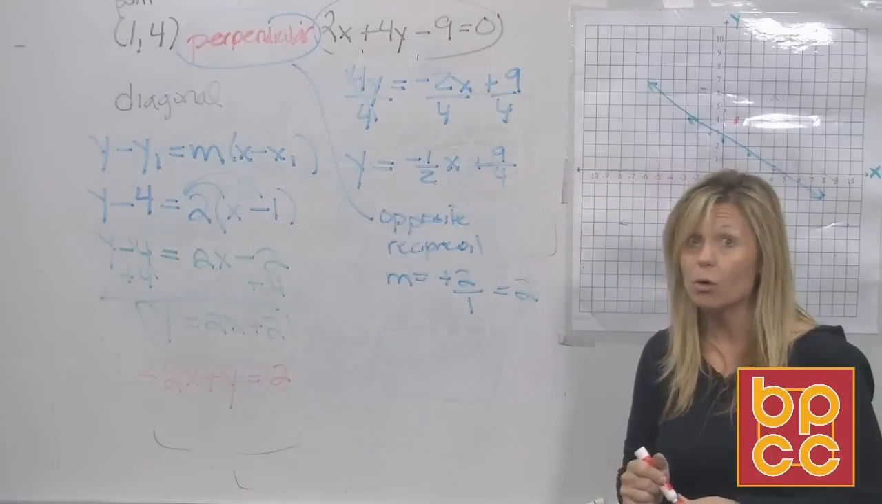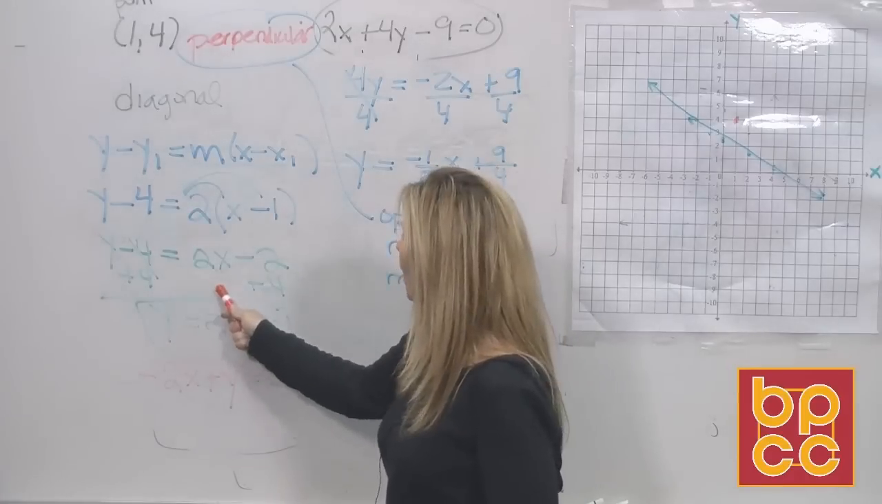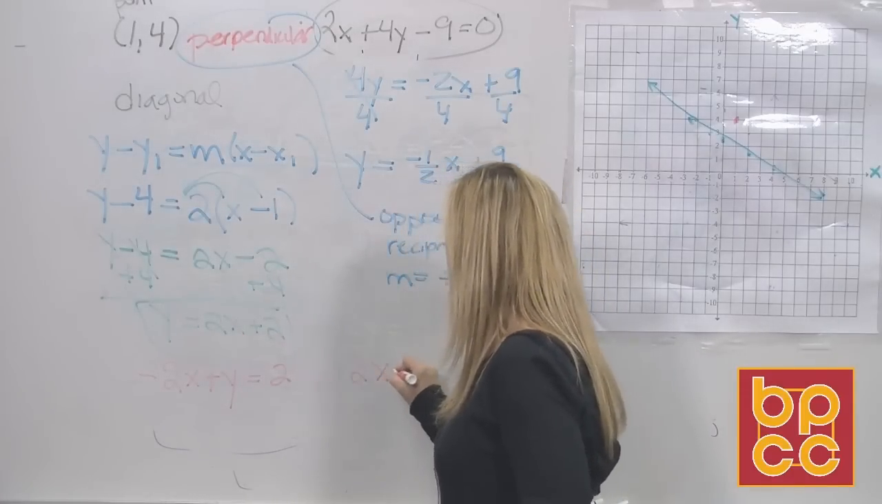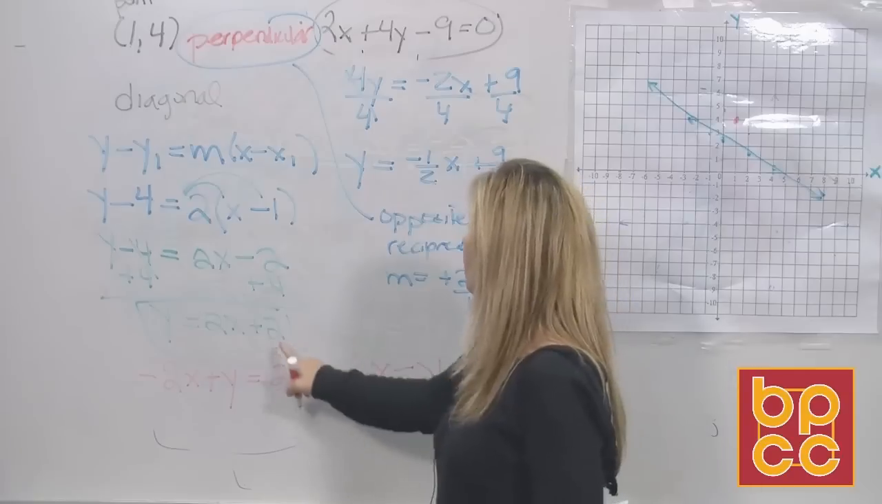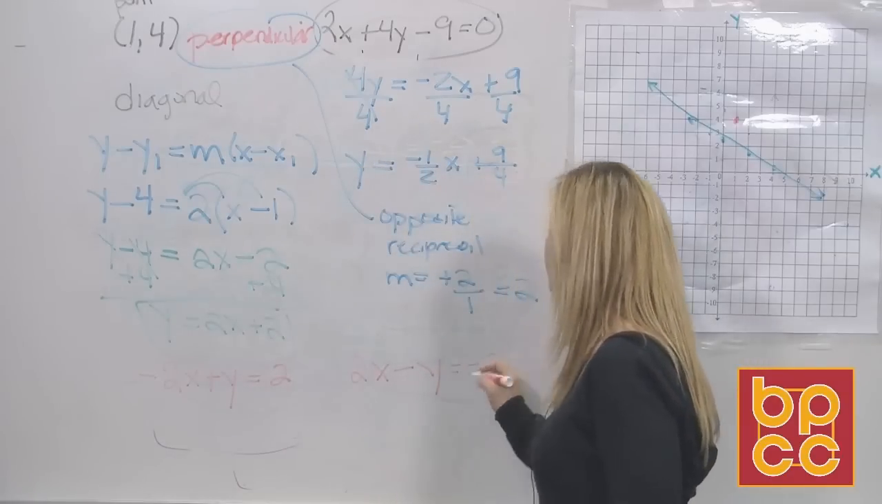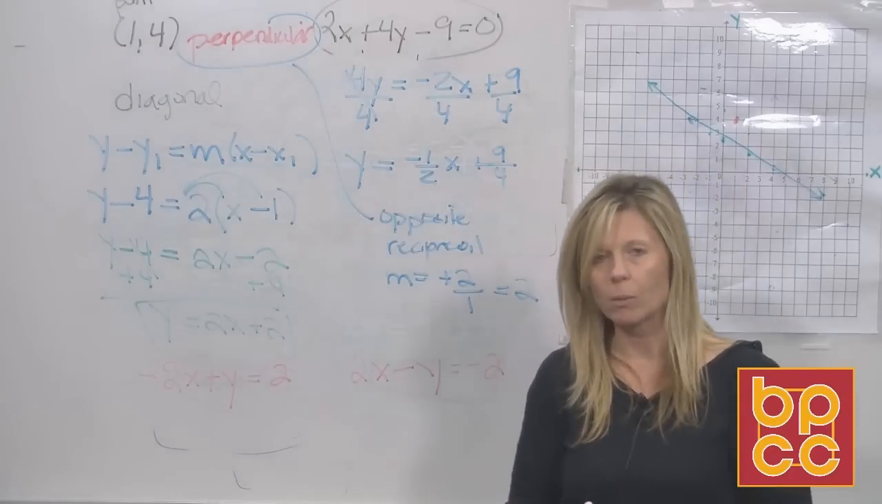If you want to move your y to the right, it's okay. If you move your y to the right, it would be negative. So you'd have 2x, you'd move the y to the right, it would become negative, but then you'd have to move the number to the left, and that would become negative 2. Either one of these equations are acceptable in standard form.